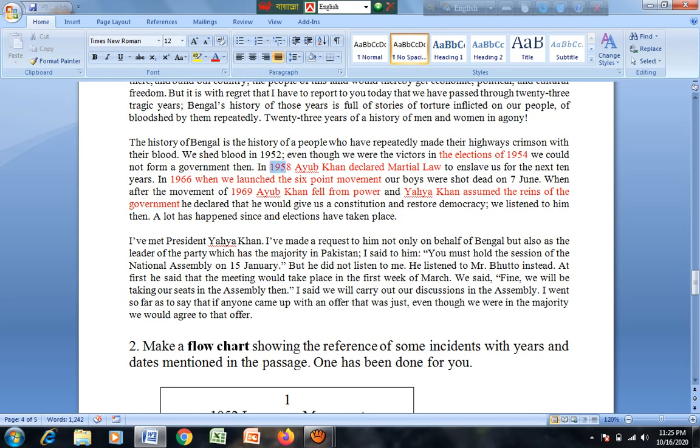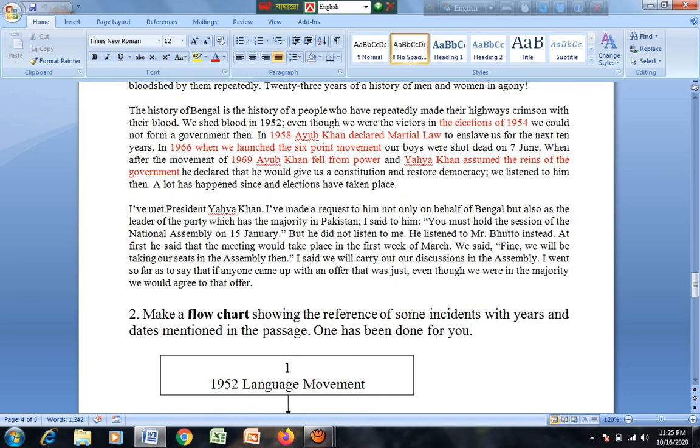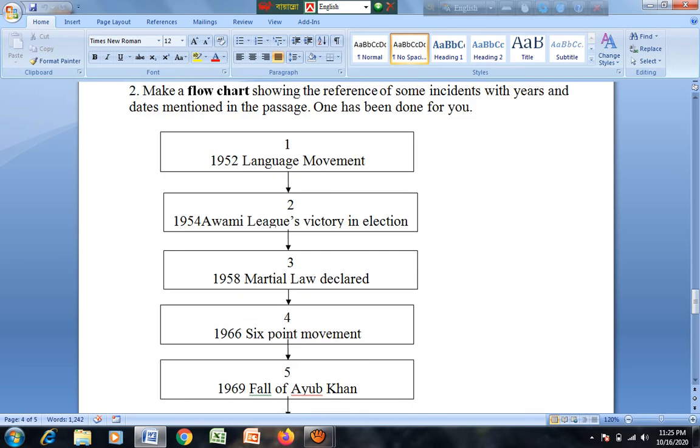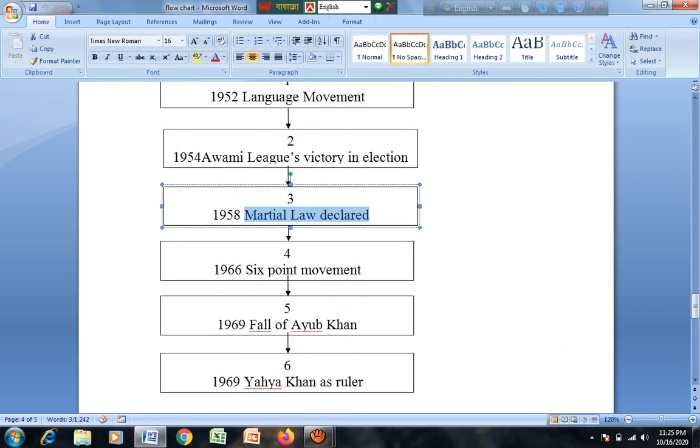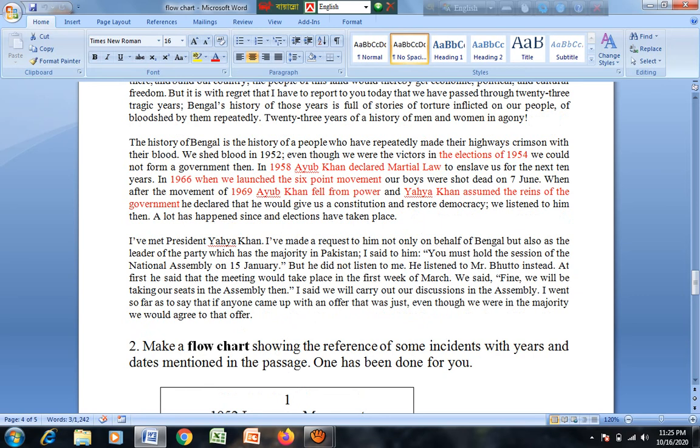Then 1958, Ayub Khan declared martial law. This is a sentence, but as you are asked to put the point in a shortcut way, just see, 1958 martial law declared. This is not a sentence, this is just a point, a phrase. Then 1966 6-point movement. Just look at the passage. 1966, the 6-point movement.